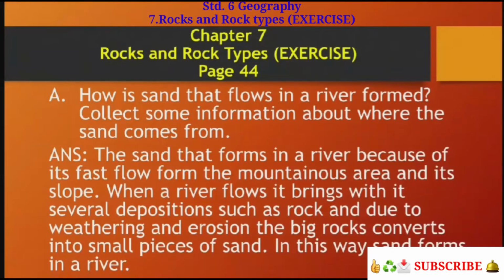Question A. How is sand that flows in a river formed? Collect some information about where the sand comes from. The answer is, the sand that forms in a river is because of its fast flow from the mountainous area and its slope. When a river flows, it brings with it several depositions such as rock, and due to weathering and erosion, the big rocks convert into small pieces of sand. In this way, sand forms in the river.